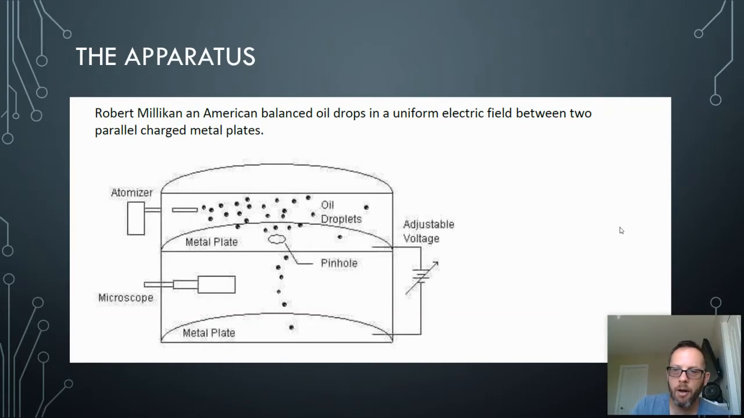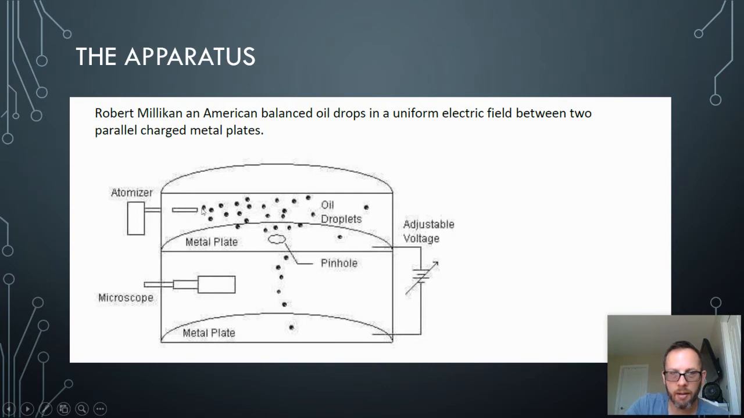So how did he do it? Well, here's the apparatus. He had two parallel metal charged plates. You can see a metal plate here, a metal plate here. And he balanced charged oil drops in a uniform electric field.